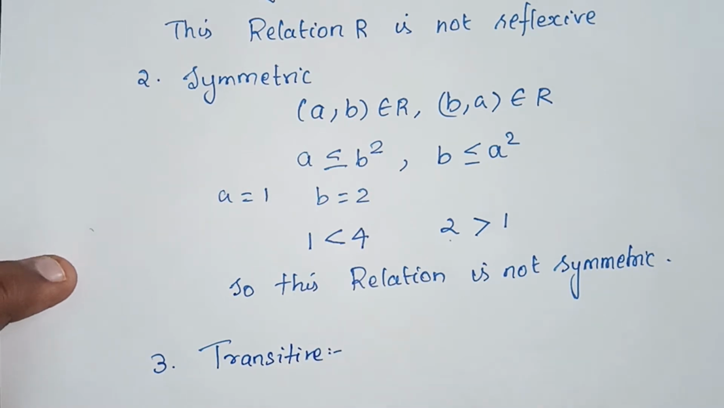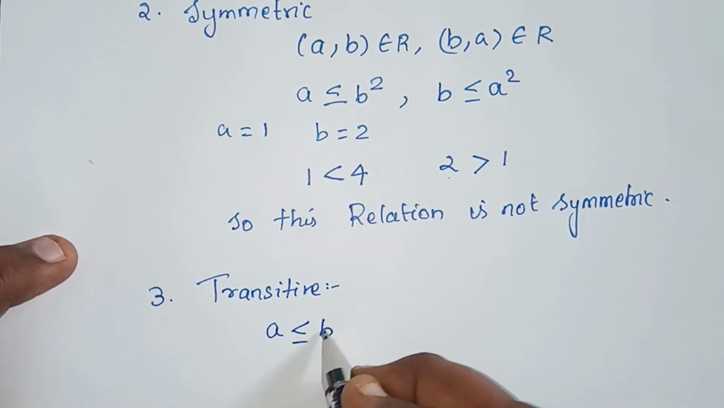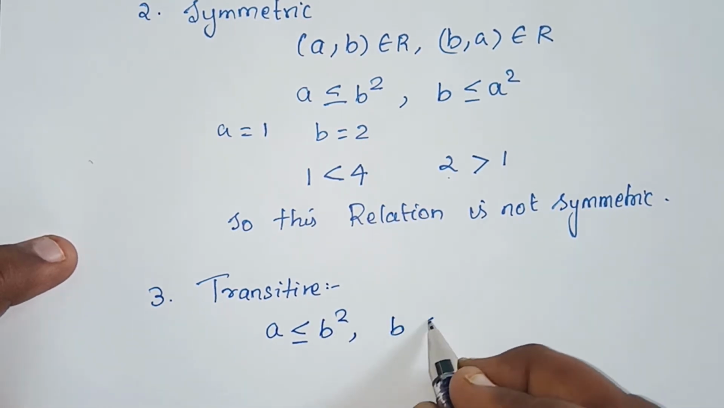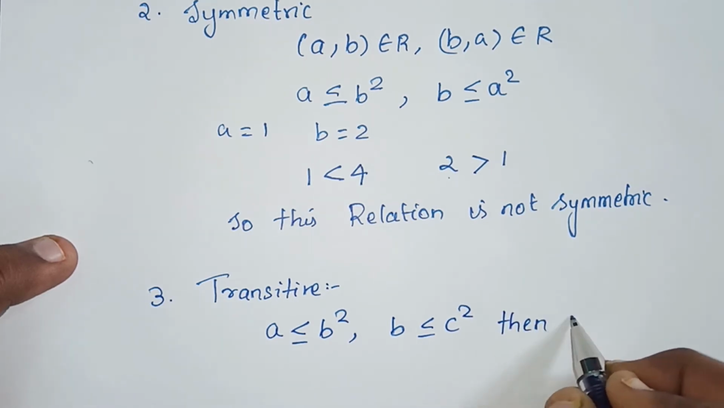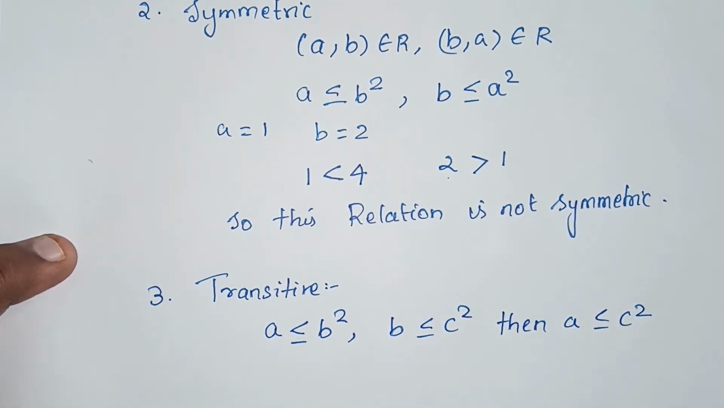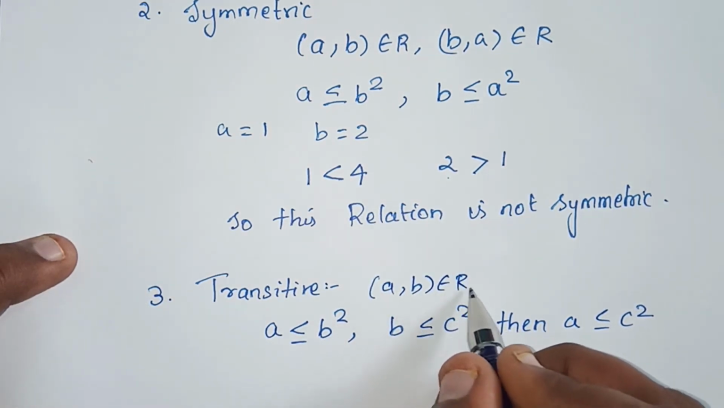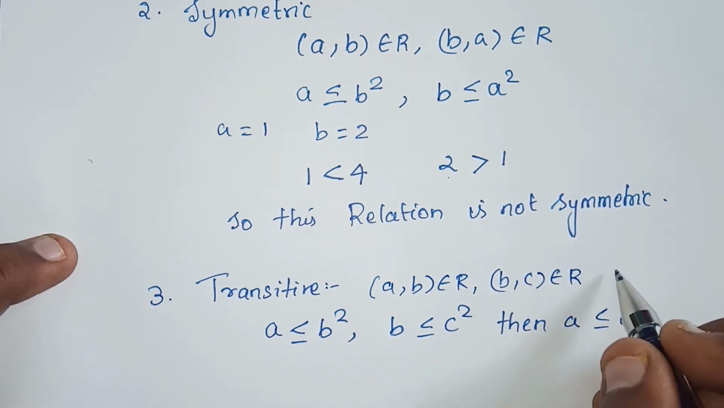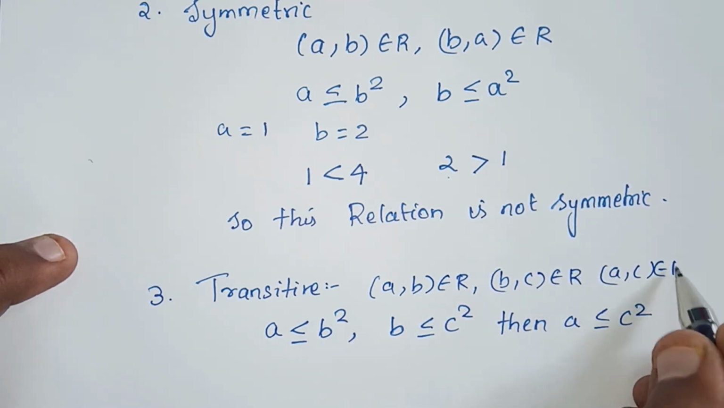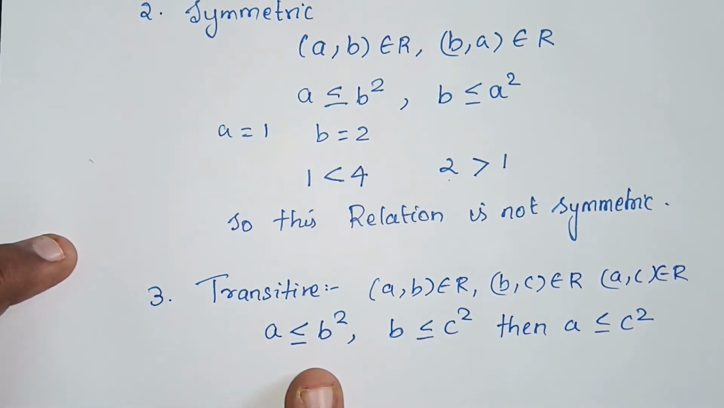What is the transitive condition? If a ≤ b² and b ≤ c², then a should be ≤ c². Because the transitive condition is: (a, b) belongs to R, (b, c) belongs to R, then (a, c) also belongs to R. This is the condition for transitive, right? So this condition needs to be satisfied.